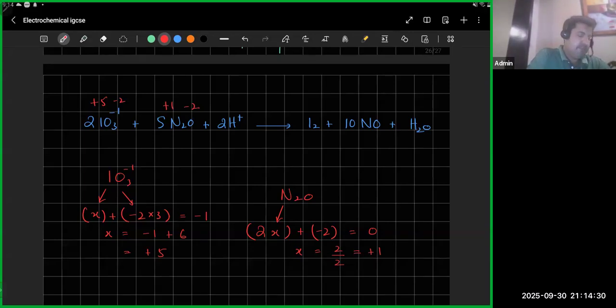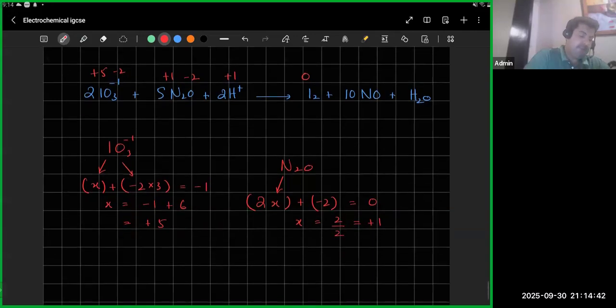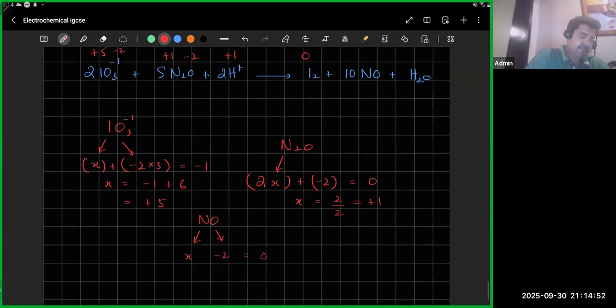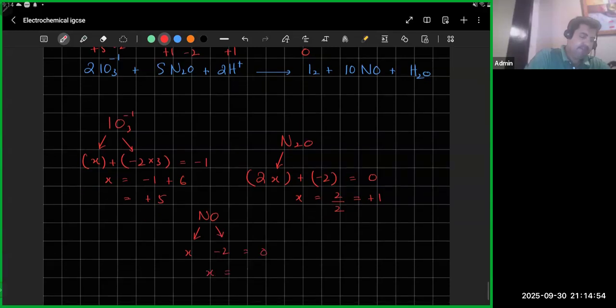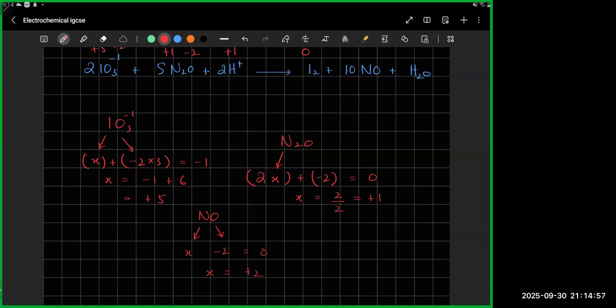H is +1, they already wrote that, so I don't have to solve for that. Iodine is neutral, though. That means when something is neutral, that's 0, right? You don't write a charge, it's obviously 0. Then I have 10 molecules of NO. For NO, I need to calculate again. N is X. O is -2. And again, it's a neutral molecule, so they should add up to be equal to 0.